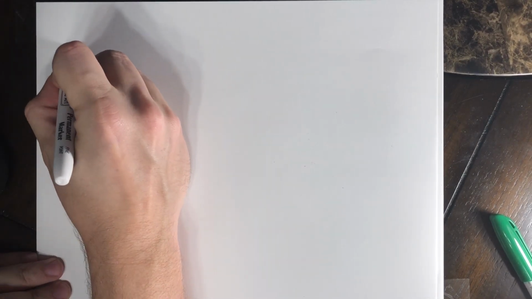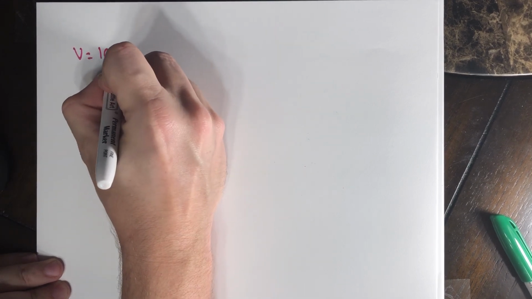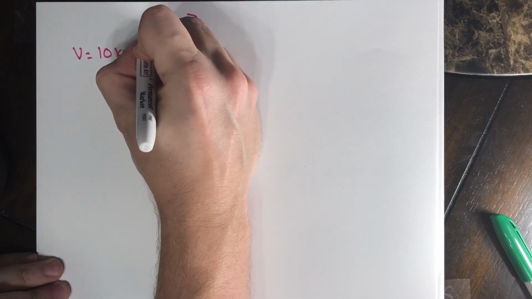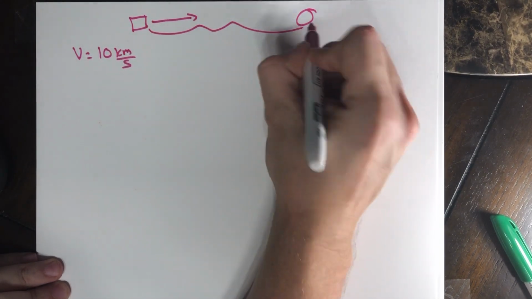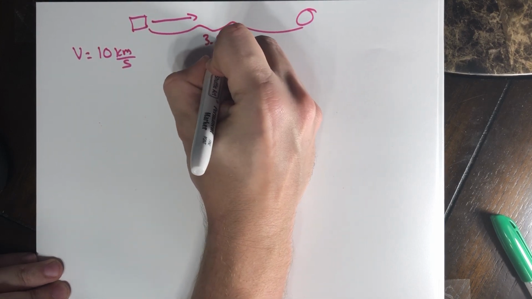Let me get this thing out of the way. We already know that it's moving, its velocity is 10 kilometers per second. Again, it's moving at that speed all the way to the moon, and that total distance was 3.8 times 10 to the 5th kilometers.